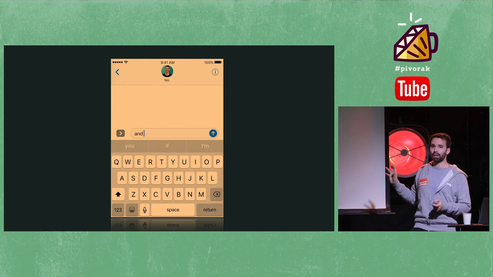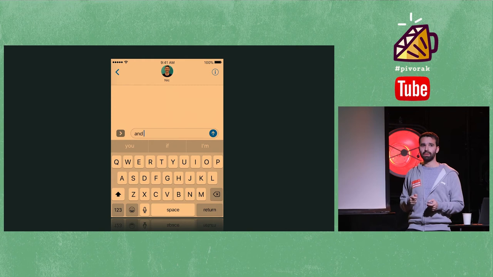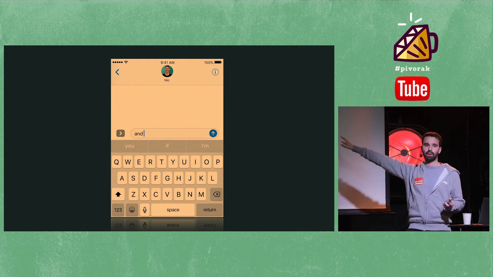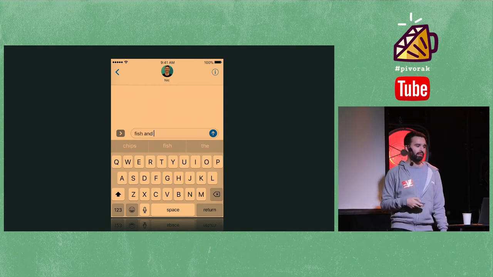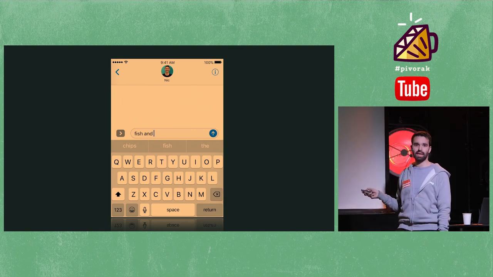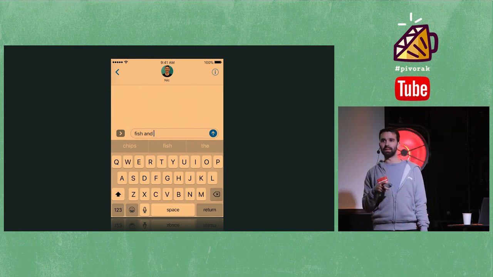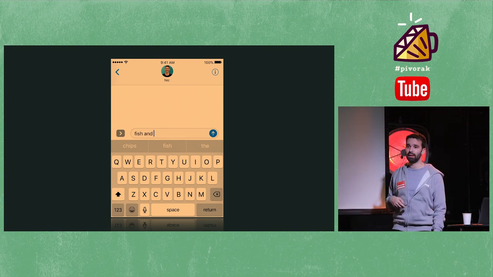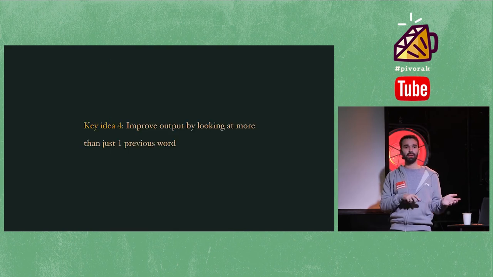And to explain this, let's go back to our autocomplete example. Now, if you open up your phone and try this, in this case I've just typed the word "and" on its own in my phone, and I get these quite generic suggestions: you, if, I'm. But if I type in a phrase like "fish and", I get much more relevant suggestions, right? Now, what this tells us is our phones aren't just looking at the previous word that we typed. They're looking further back into the history. And this is exactly what we want to do if we want better stories. Rather than looking at the previous word, we look at the previous two words, three words, or whatever.